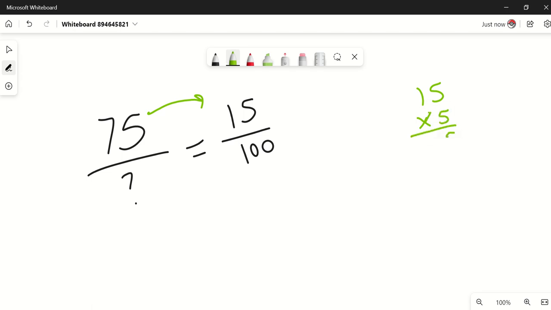5 times 5 is 25. Carry the 2. 5 times 1 is 1 plus 2. I really got lucky on that one. So, let me not have the same brain fart.